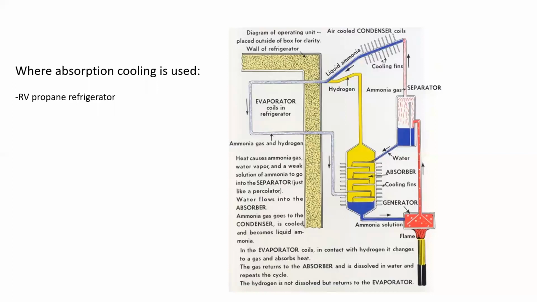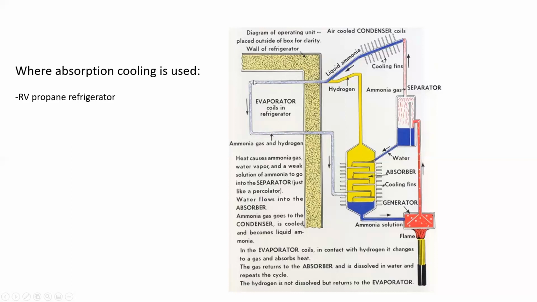So where is absorption cooling used? Well, we use it in RV propane refrigeration. And as you can see from this diagram, which you do not have to memorize, heat is applied to an ammonia solution, which boils and then separates. The two values separating are water and ammonia gas. The ammonia gas, when it is heated and in a gas form, then flows through a cooling section, which removes the heat from the ammonia.